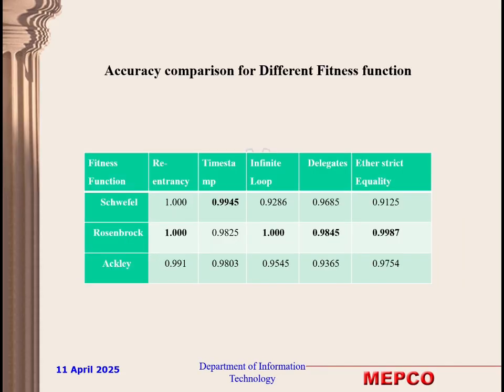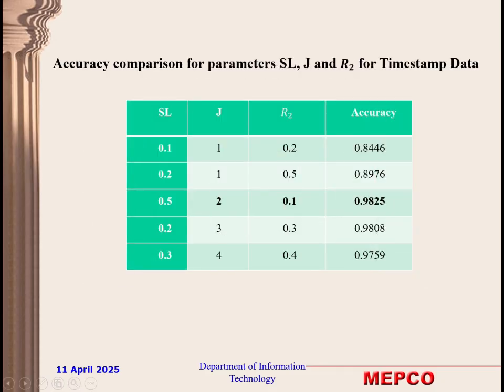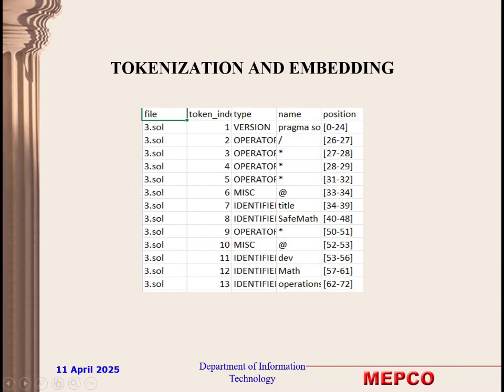The accuracy comparison for different fitness functions is given below. Among the three fitness functions used here, the Rosenbrock fitness function performs well for detecting vulnerabilities. This is the parameter comparison for timestamp data, where S equal to 0.5, J equal to 2, and R2 equal to 0.1 provides a high accuracy in determining the vulnerabilities. This is the tokenization output, where each file consists of a token index, the type of the token, the name of the token, and the position of the token.